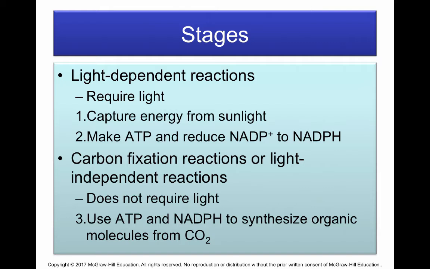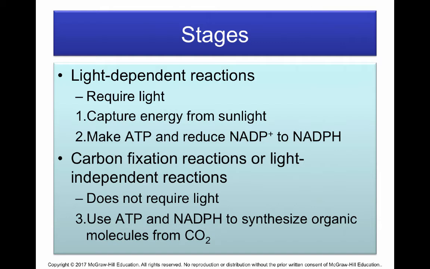So the light-dependent reactions do not make sugar. However, they make the energetic products that we need so that the Calvin cycle can make sugar. And so our second phase of the process, carbon fixation reactions, or light-independent reactions, or the Calvin cycle.